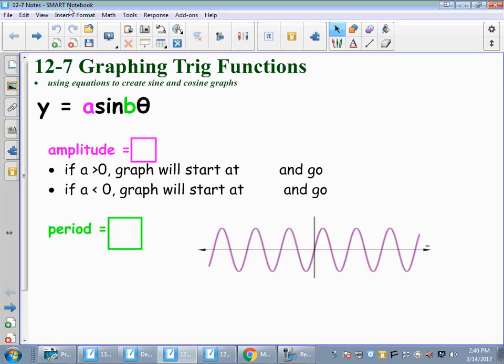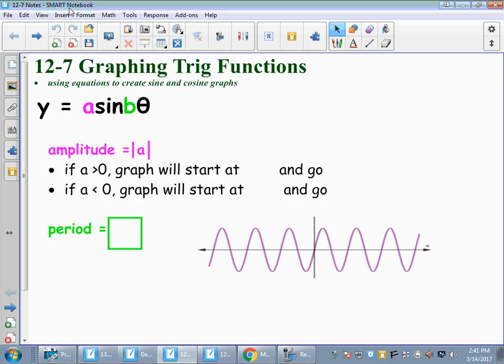values given an equation. So right now I have an equation for sine. Y is equal to A times sine B times theta. And the A value affects the amplitude, so that's pretty easy. Amplitude is your vertical stretch or compression. And I like to think of it sort of as our slope, the steepness of a line, or how steep or how narrow or wide your parabola was.